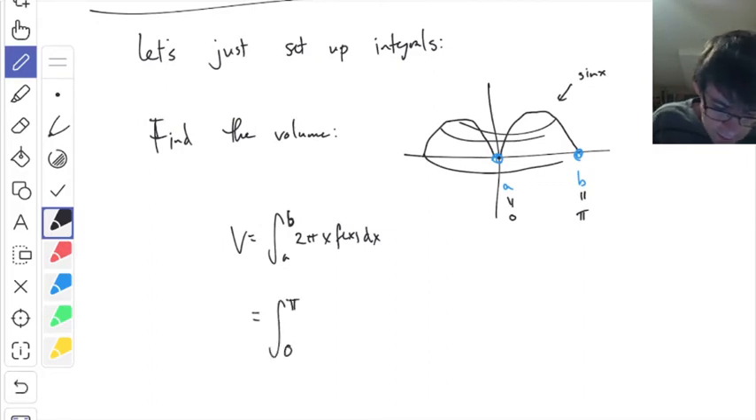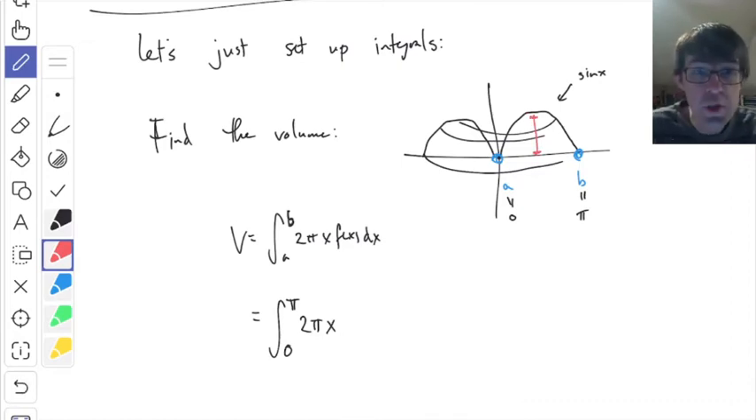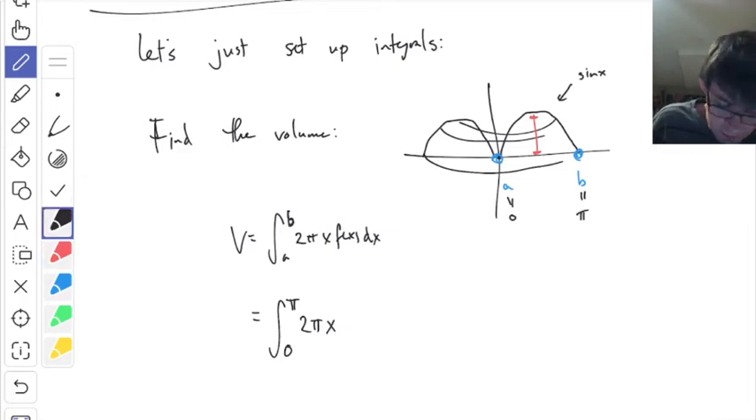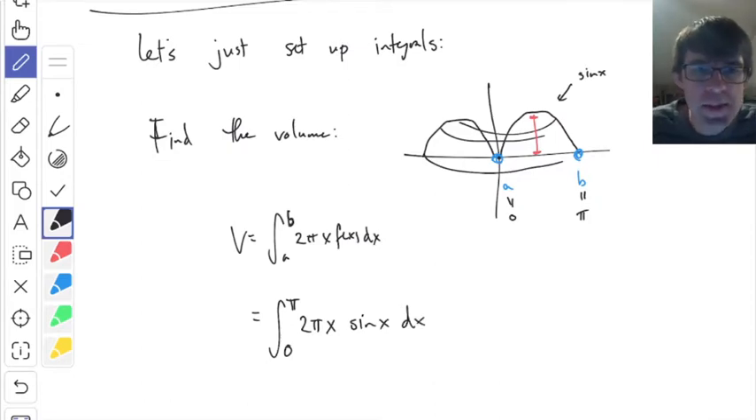Okay, and then my function on the inside: 2 pi x is always part of the formula, and then f of x is the function which gives you the height of the shells. And that function is sine of x. No tricks going on here. So the function is sine of x. All right? And this is the setup. Like I said, I just wanted to do the setup.